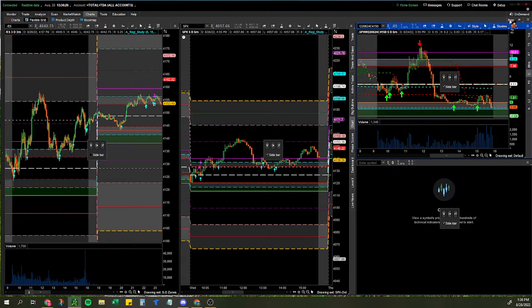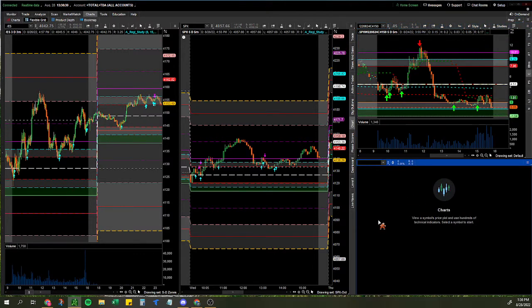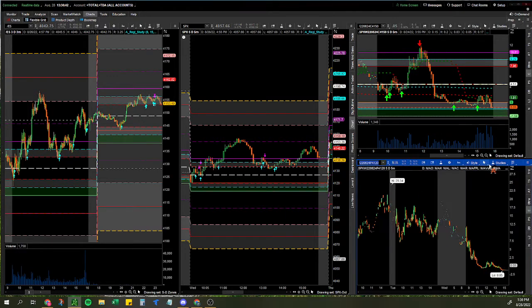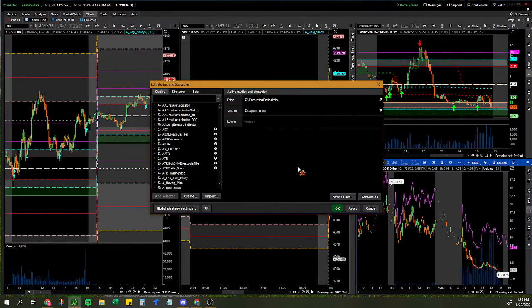What am I doing here? Let's look at SPX weekly 220824 put. We'll look at the 4120s. And let me go ahead and strip this.